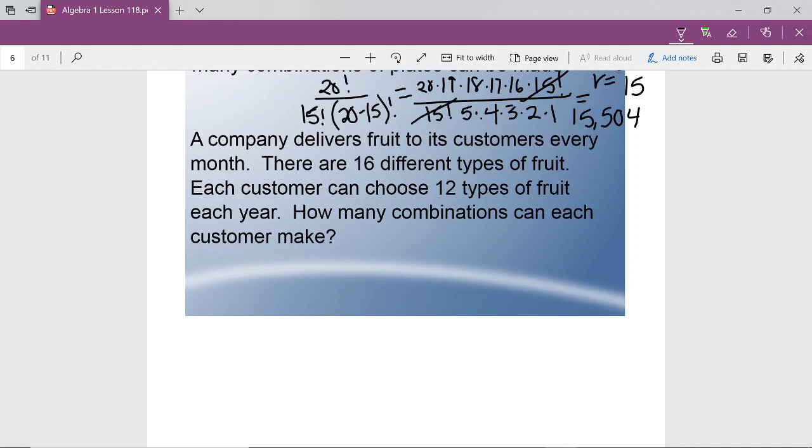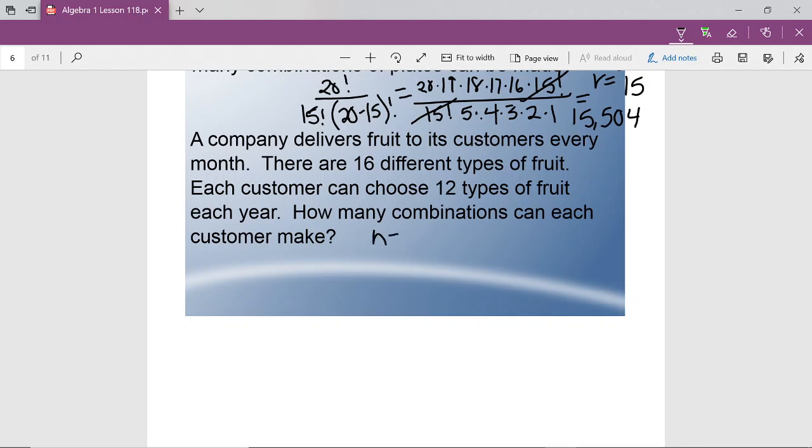So a company delivers fruit to its customers every month. There are 16 types of fruit. Each customer can choose 12. How many combinations can the customer make? Once again, order doesn't matter here. You get peaches, then apples, or apples, then peaches, doesn't matter.